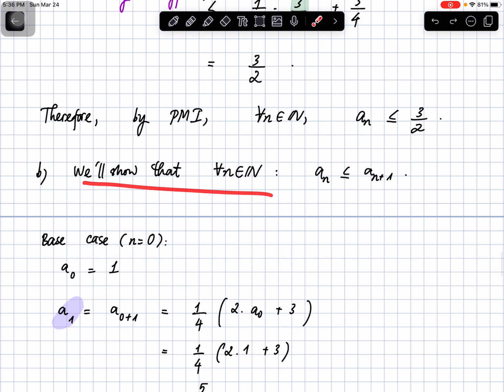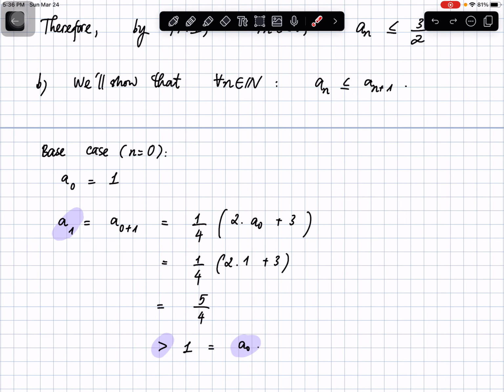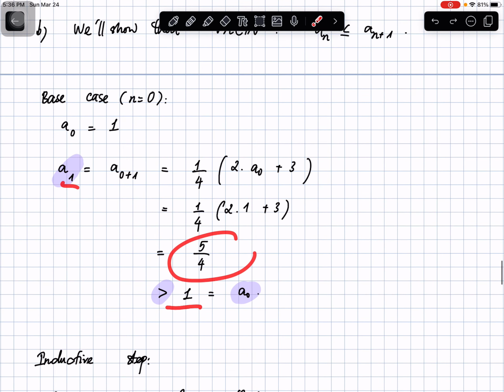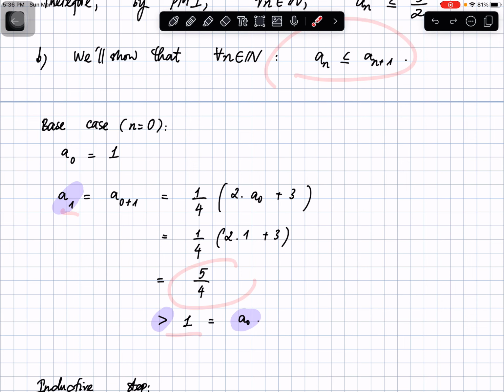For part B, we need to show that for all natural number n, a_n is less than or equal to a_{n+1}. Base case is P(0): a_0 less than or equal to a_1, right? So a_0 by definition is 1. a_1 is given by the formula 1 over 4 times (2a_0 plus 3). And we just replace a_0 equal to 1. We can compute a_1 is 5 over 4, which is greater than 1. And therefore, P(0) is true, meaning that a_1 is bigger than a_0.